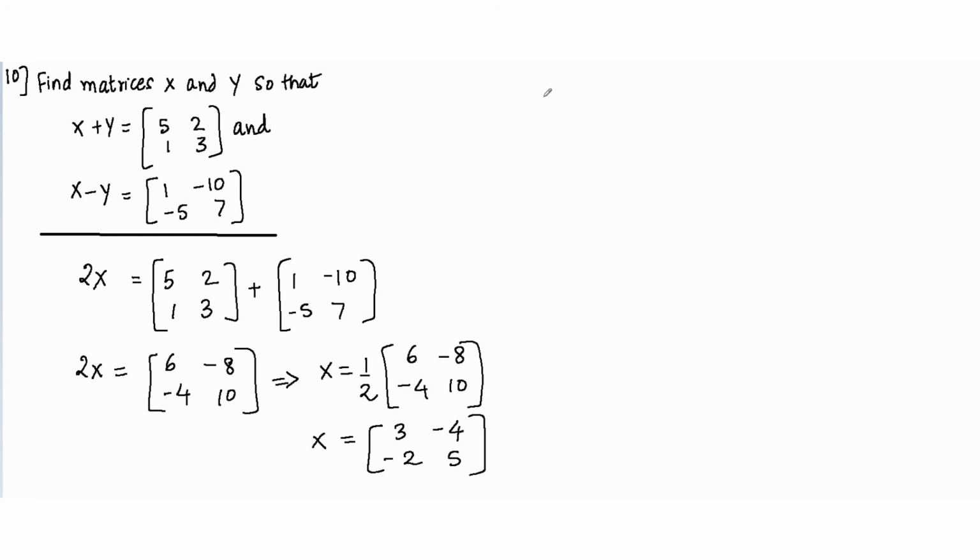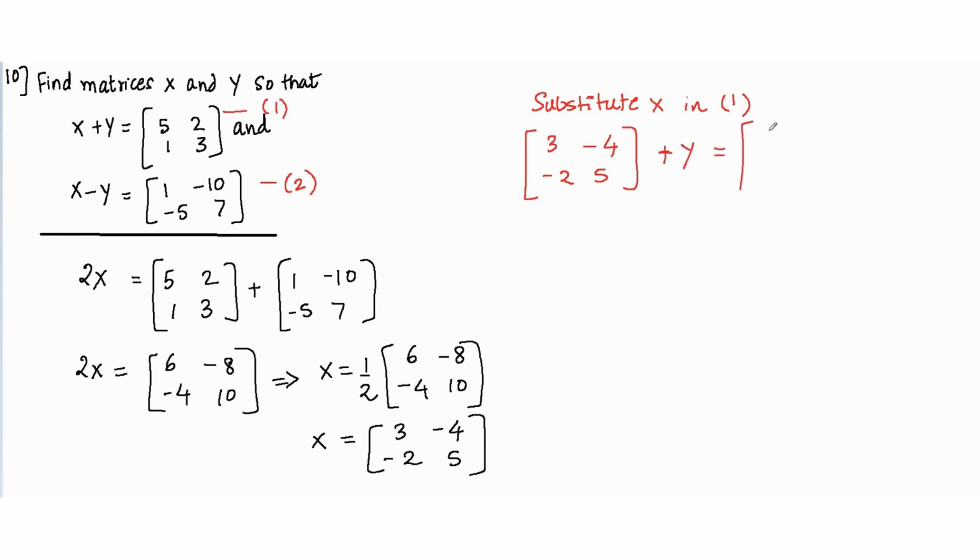Now what I can do is I can substitute the matrix X in either of the two equations. So let me mark this as equation 1 and this as equation 2. I'll substitute it in the first equation. So I have X, which is 3, negative 4, negative 2 and 5, plus the matrix Y is equal to 5, 2, 1 and 3.